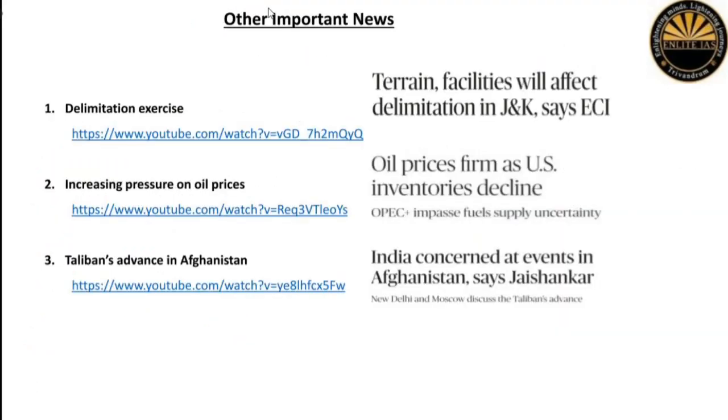There were also various other news items, such as the delimitation exercise, which we have already covered, and the link to which we will be providing in the description. You can go through it. There was the news of increasing pressure on oil prices, and India's concern regarding the Taliban's advance in Afghanistan. In this context, you can read more about the India-Afghanistan relationship. All these news items have already been covered under ENbreezEN, and you can find their links in the description. You can go through them.